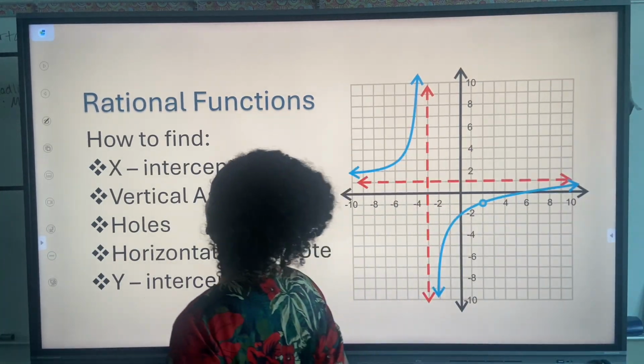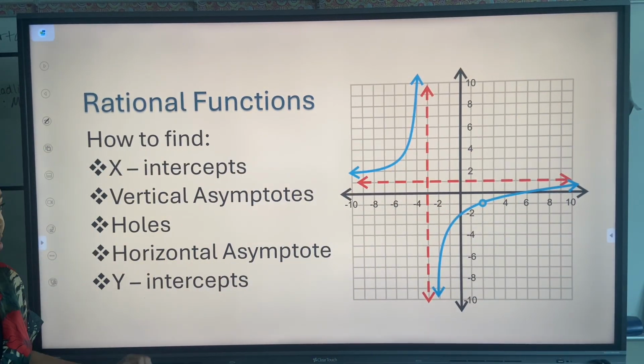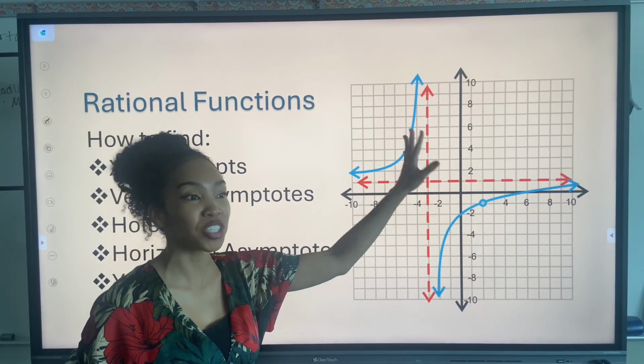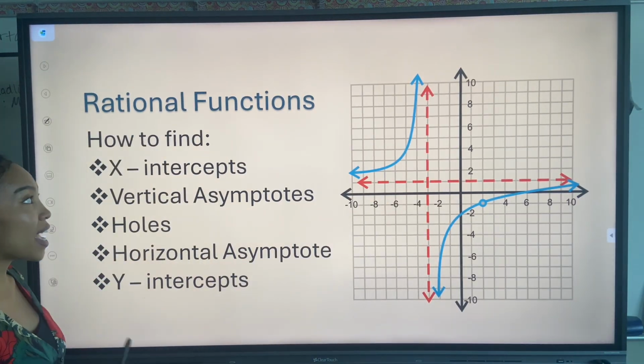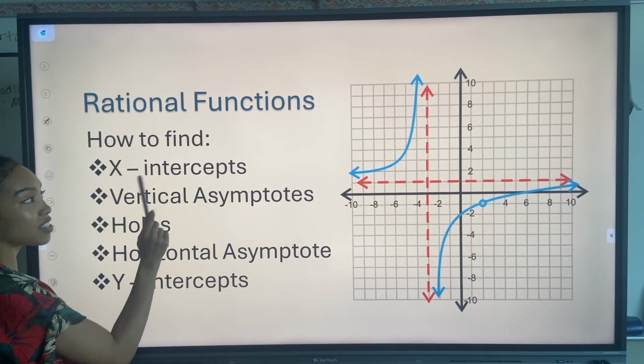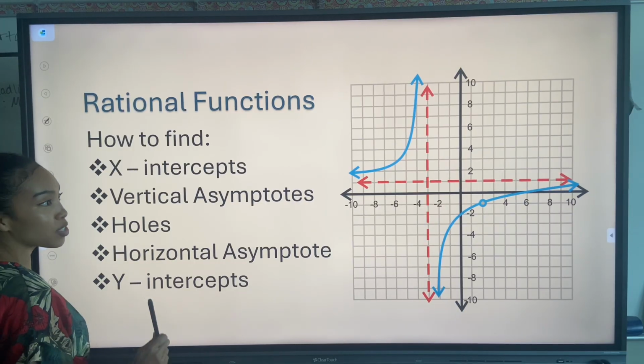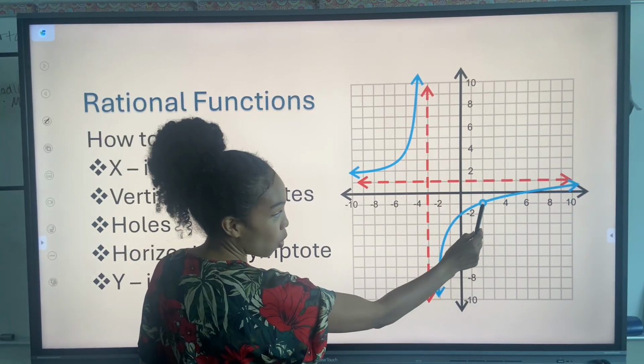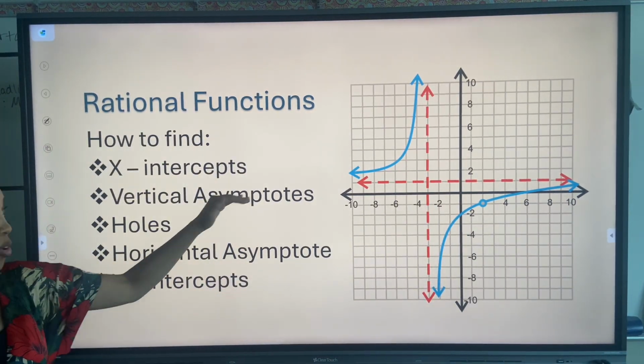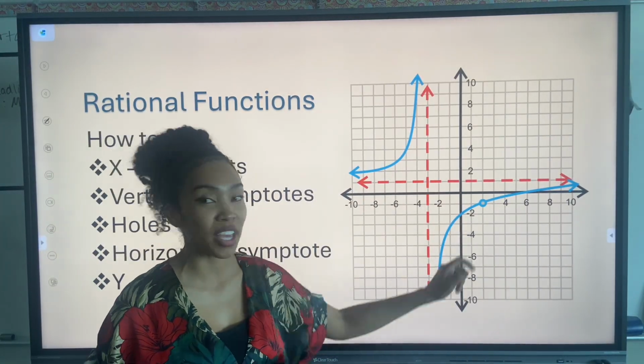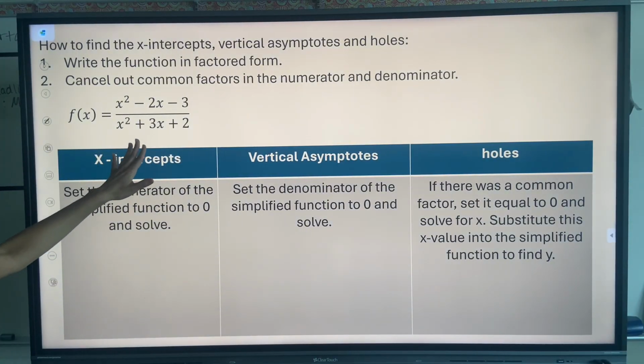Today we're going to learn about rational functions. This is an example of what a rational function can look like. So guys, today we're going to learn how to find x-intercepts, vertical asymptotes, holes, horizontal asymptotes, and y-intercepts. This is your first example.